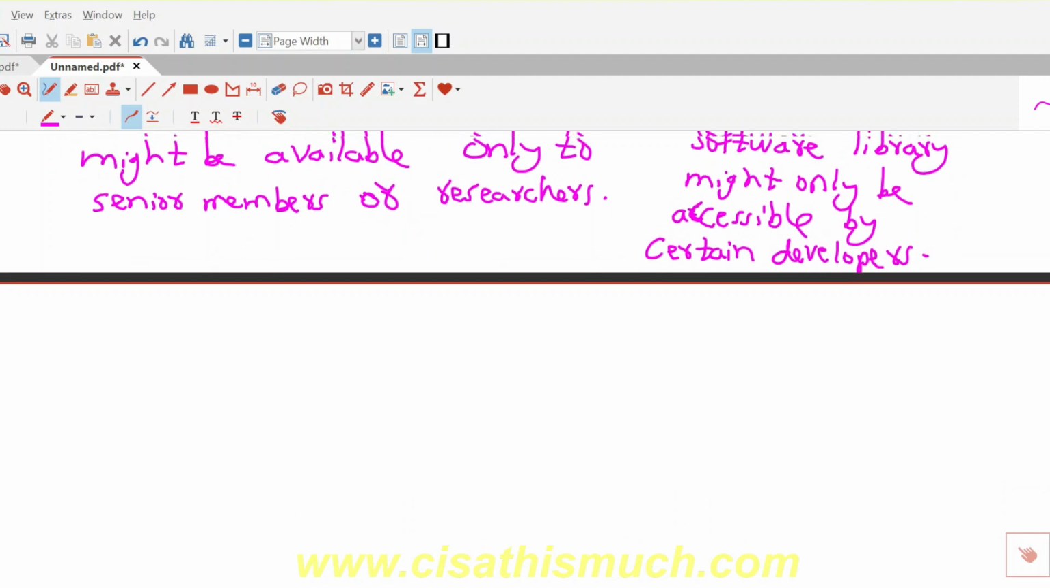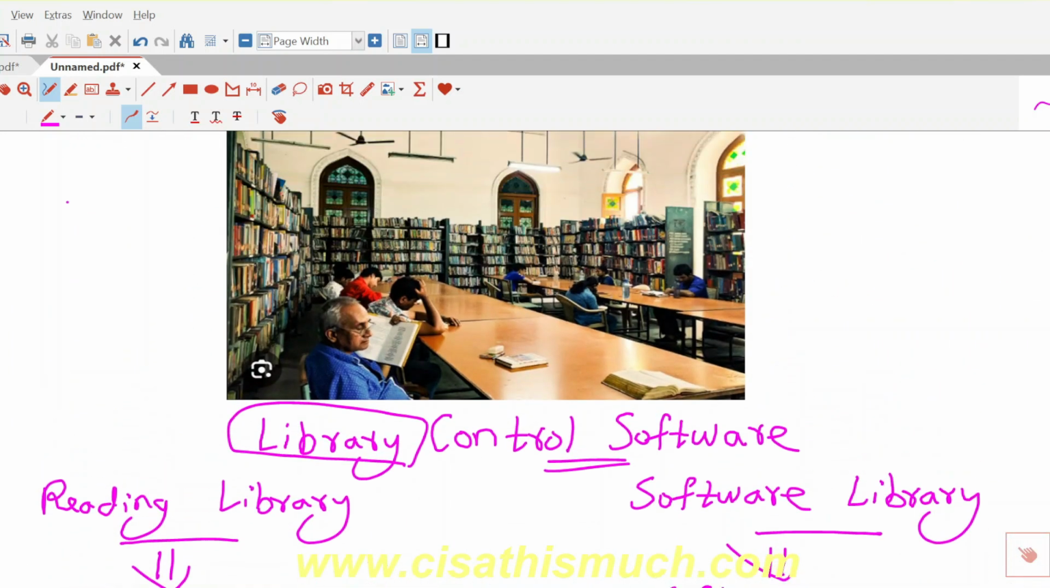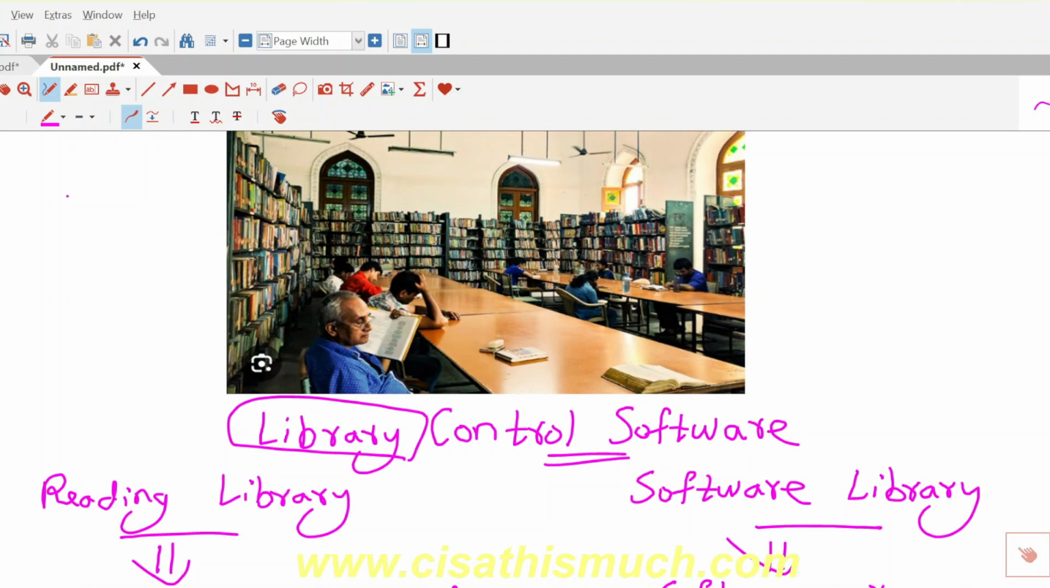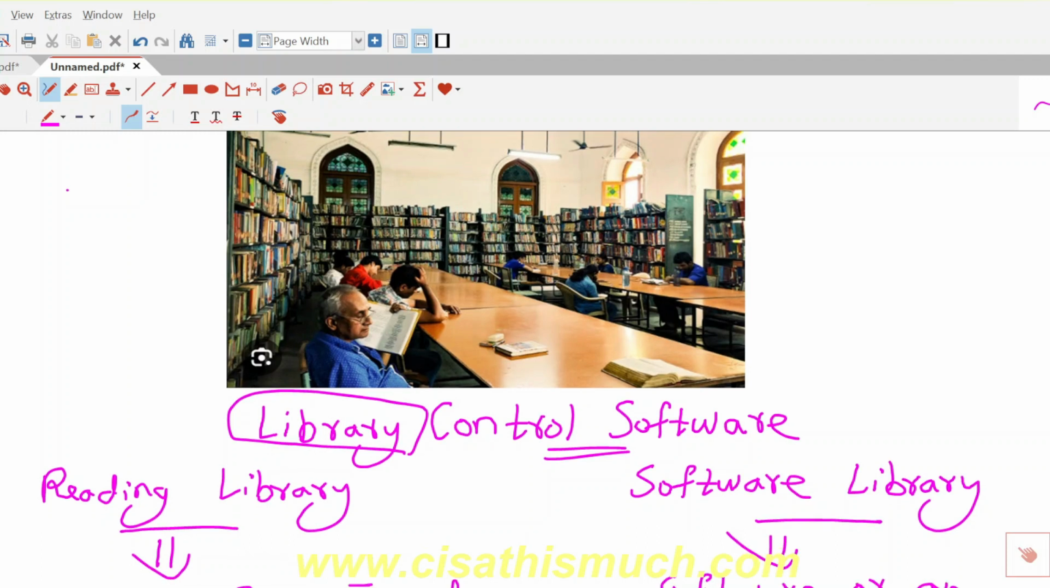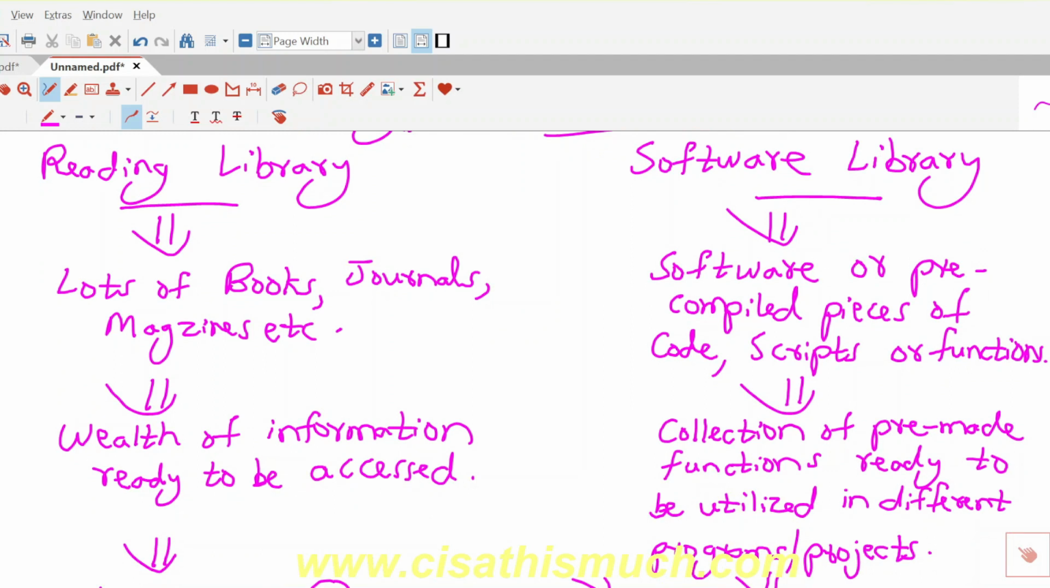What else? Let me revise before moving ahead. Although I hope things are simple, it's not difficult at all if you link it with this example. If you do not link it, it becomes very difficult for your brain to retain it for a longer period. When we say library control software, we have tried to link it with a reading library. In a reading library we have lots of books, journals, magazines. Similarly, a software library means lots of software, precompiled pieces of code, scripts or functions.